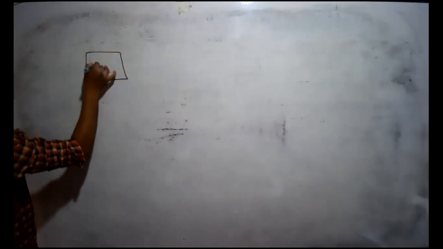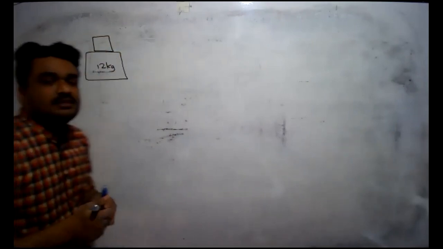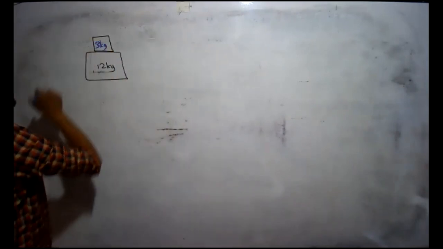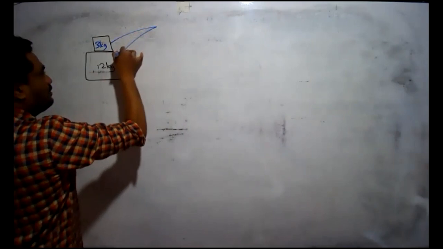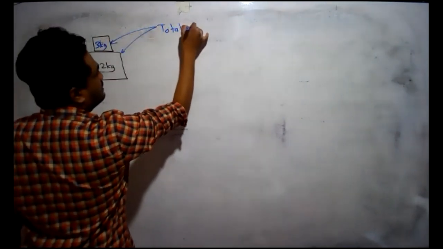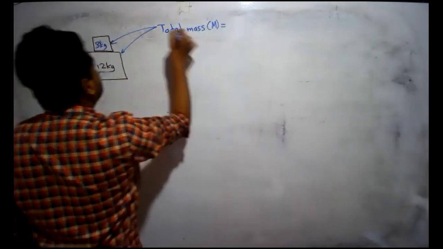The mass which is kept on the 12 kg object should be 3 kilogram, but unfortunately it is typed and printed as 30 kilogram. It should be 3 kilogram. So then what is the total mass of the system here? What is the total mass of the system? Let me take it as capital M.